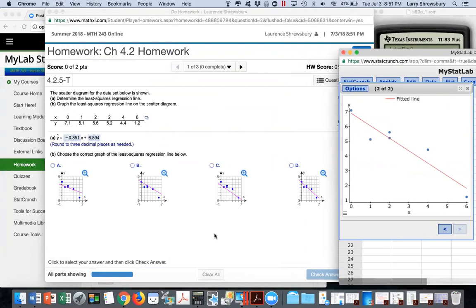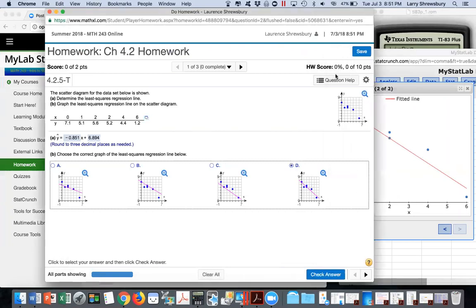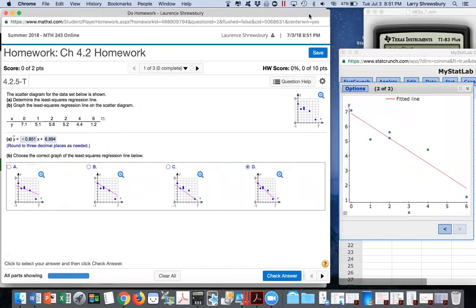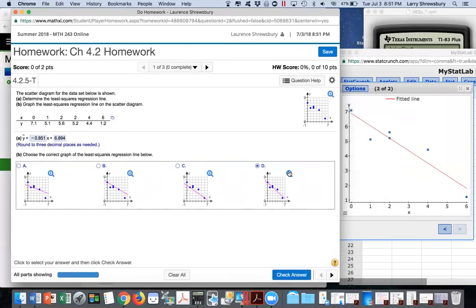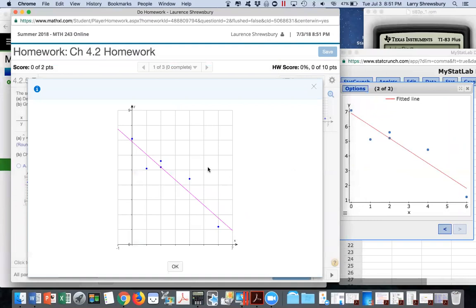Well, let's see. This one looks a little suspicious. Doesn't this point look a lot farther below? And this point seems to be almost touching, whereas over here it doesn't. I'm going to go with D. Doesn't D look pretty good to you? And of course, remember you can hit on this to make it bigger. Yeah, that looks pretty good to me. I'm going to go with D.